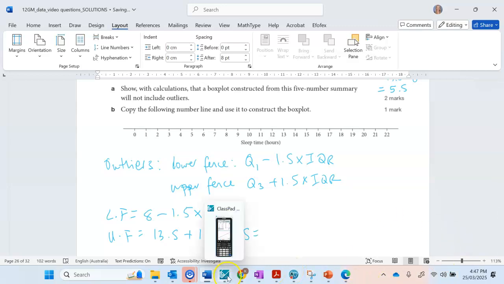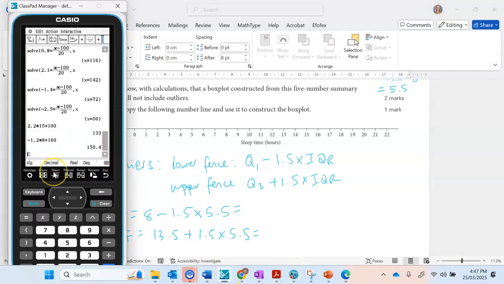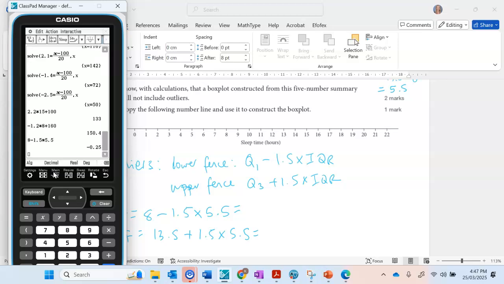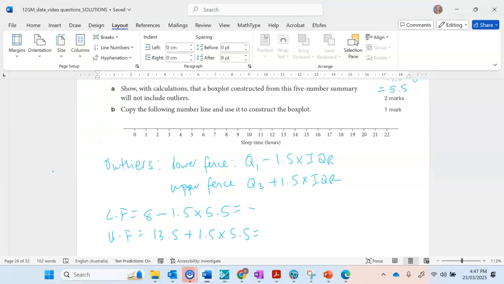All right, so just calculating them on the calculator, go back to the main screen. So we've got 8 minus 1.5 times 5.5, and then we'll do the same for the other one: 13.5 plus 1.5 times 5.5. All right, I'm just checking, make sure I haven't made any errors. 8 minus 1.5 times 5.5. Cool. So we've got negative 0.25.